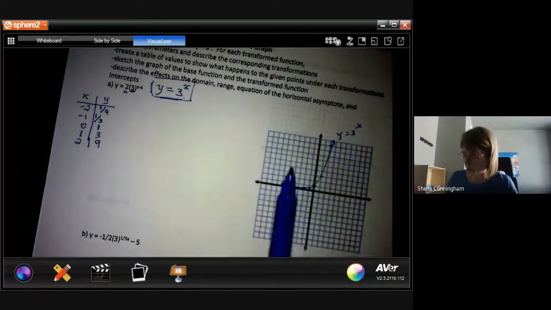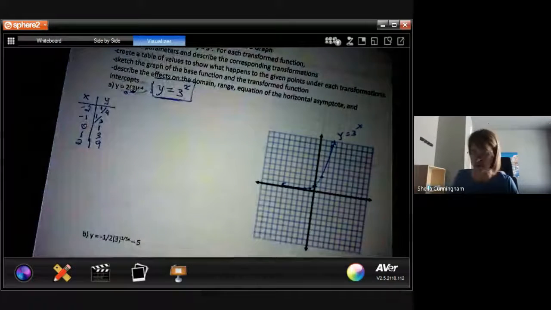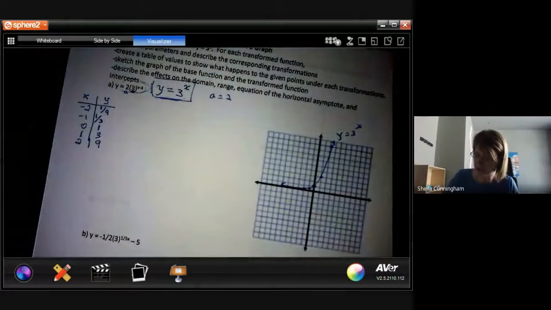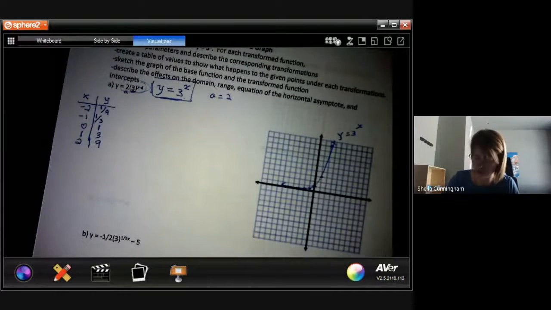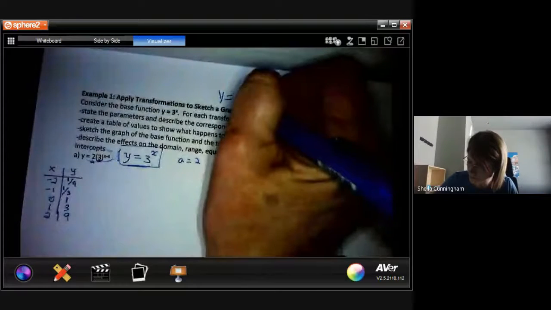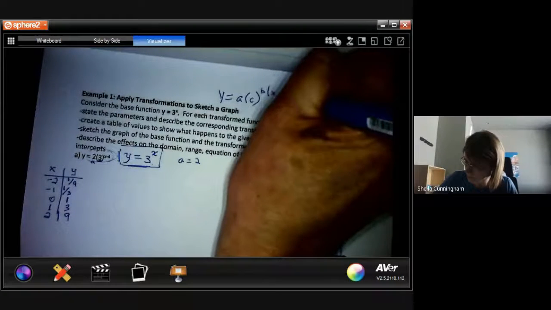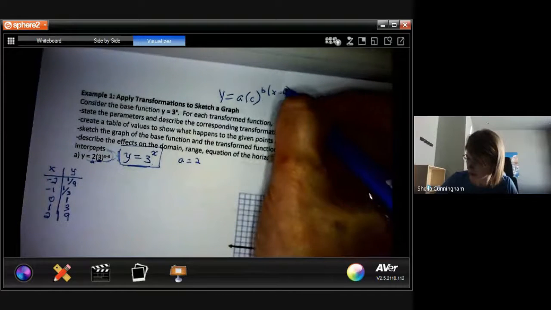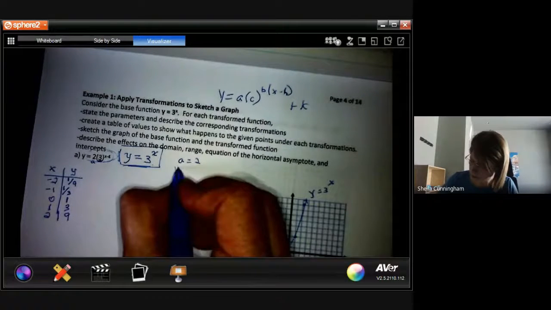Now I want to know what I'm going to do to this graph to satisfy the transformations that I've got. Right now I've got a equal to 2. That 2 in front, if I go back to my general equation of an exponential function, that a is representing a vertical stretch.